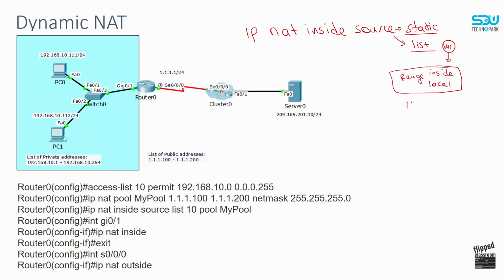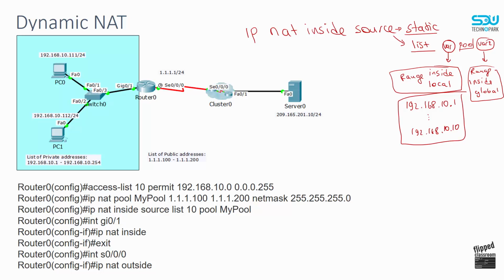Okay, for example, 192.168.10.1 until 192.168.10.10, for example, like this. And afterward, if you selected list, then you are also able to define another variable through the command pool. It's just calling another variable, for example, variable 2, and this variable will define the range of inside global addresses.